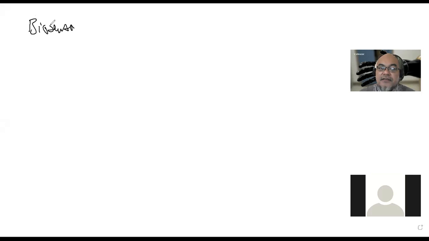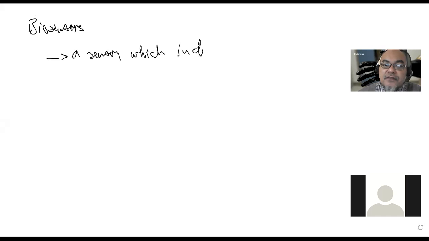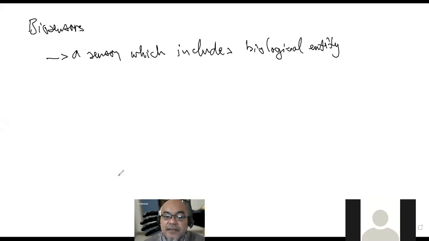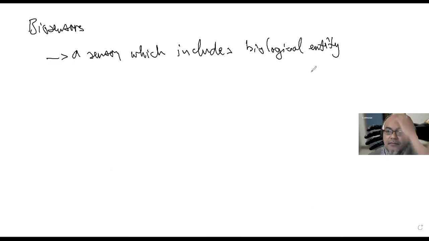So biosensor by definition, not only my definition, but that of many other biosensor scientists, is a sensor which includes a biological entity as part of its transducer.